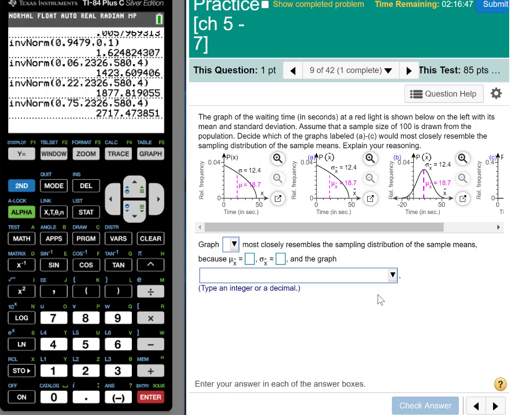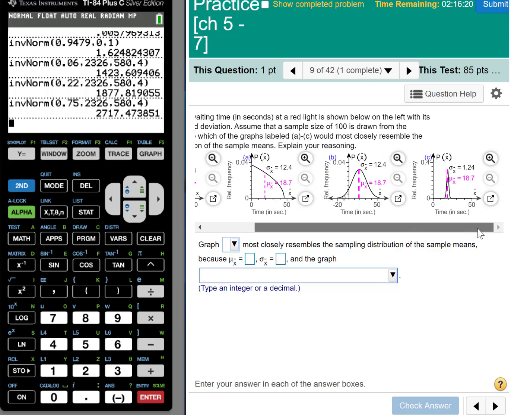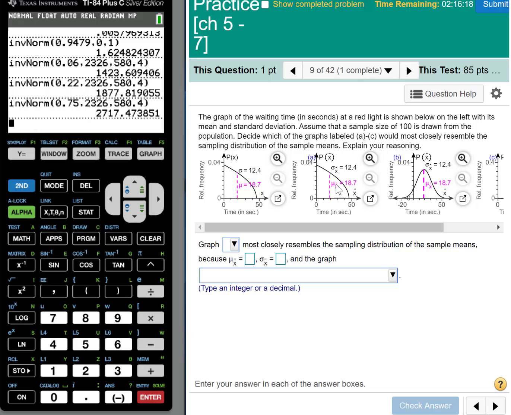The graph of the waiting time in seconds of a red light is shown below on the left with its mean and standard deviation. Assume that a sample size of 100 is drawn from the population. Decide which of the graphs labeled A to C would most closely resemble the sampling distribution of the sample means. When we graph X bars, they have to be normal. So if you want to select an answer, guys, it has to be a normal curve.